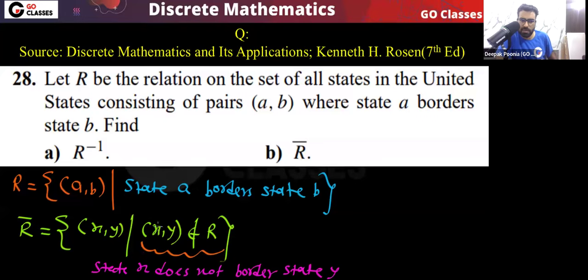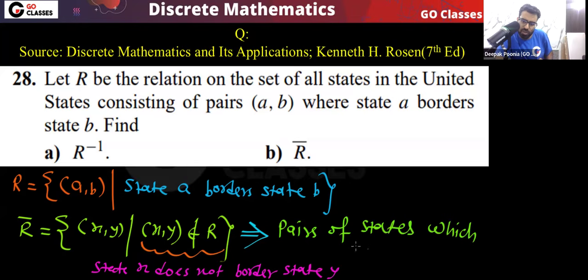So remember, this will be the R complement. R complement will be the ordered pairs of those states which do not border each other. Okay, that's it. This is the answer. I hope you understood. Very simple.